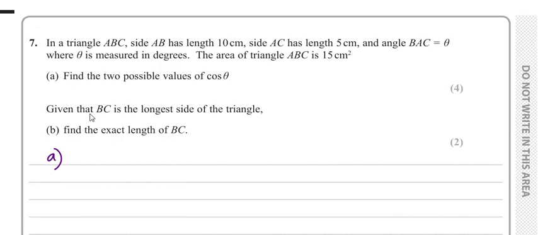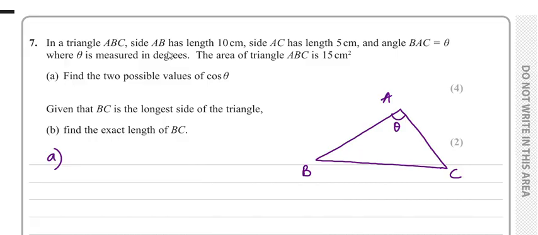So in order to start, it's better to sketch this diagram. So let this be a triangle. It's not a right angle triangle, just draw any scalene triangle. Let's say this is A, B, and C. Angle BAC is theta. Side AB has length 10 centimeters, and AC has length 5 centimeters. BC is not given. But we have been told that the area of this triangle is 15 centimeters square.